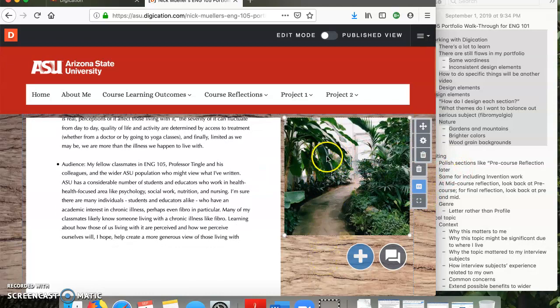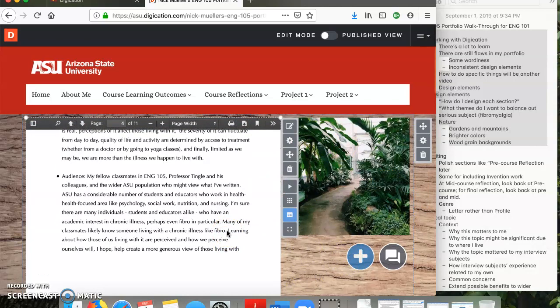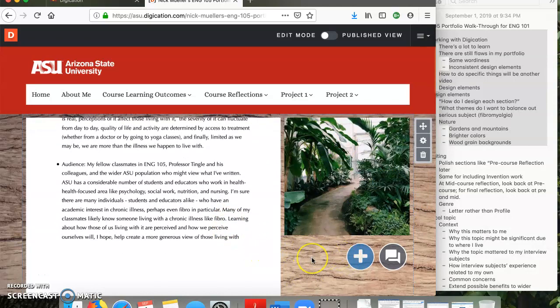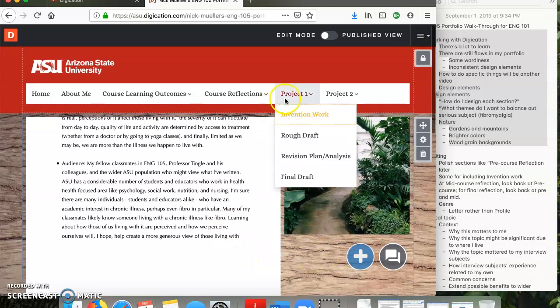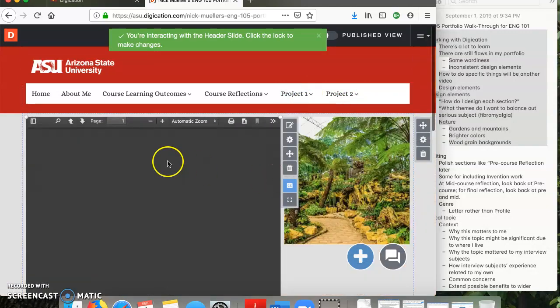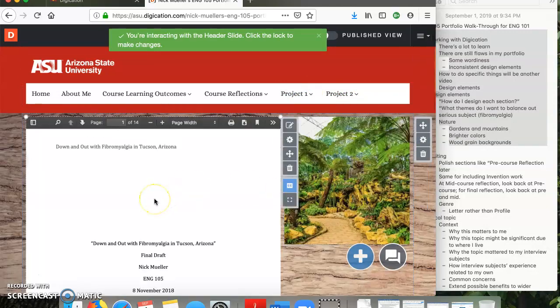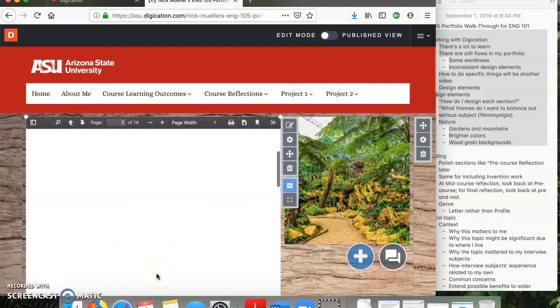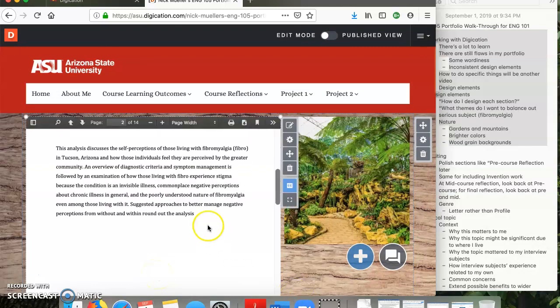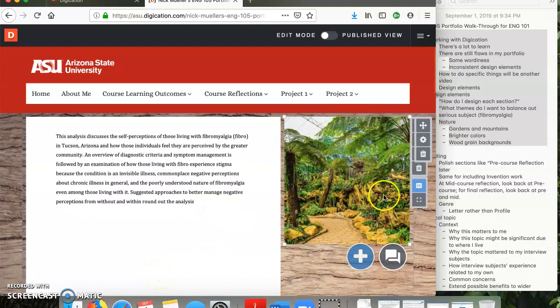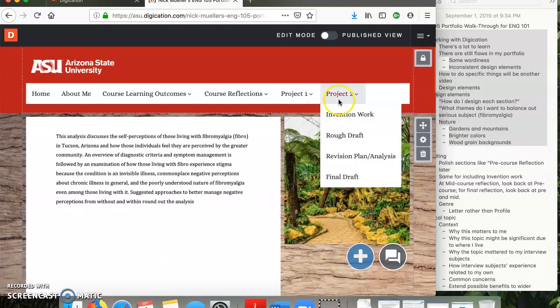So again, pleasant garden image, wood, balancing out the inward, heavy topic with the more outward, bright pleasantness. Rough draft, final draft. Yeah, I'll show you the final draft. Again, this is the whole final product. Again, you see the pleasant garden image, wood, and then let's see, I'm going to show you project 2.